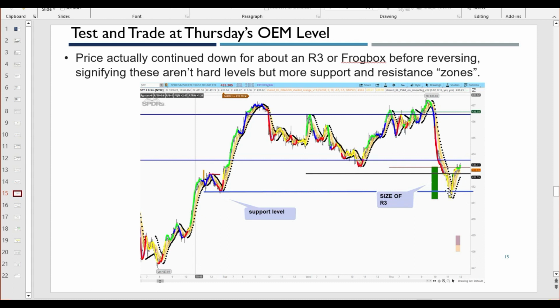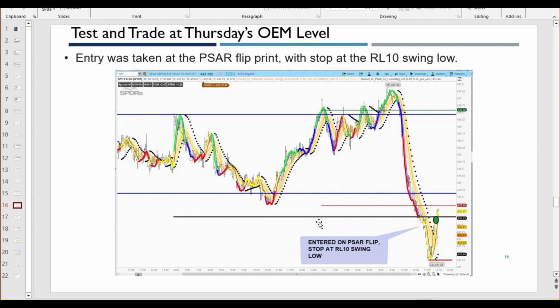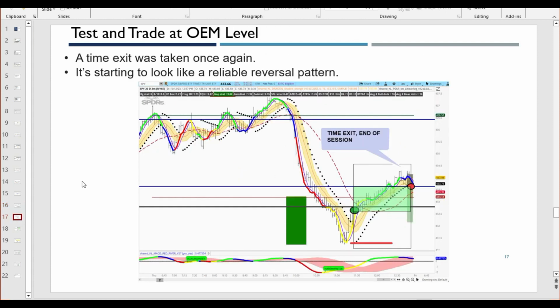So we see here, after that bounce and hitting another support level from a couple days ago, it did reverse, and that was another easy kind of SSC type trade. We see the bounce down, and then it did reverse here, and when the PSAR flipped, we just got in the normal way with a stop at the RL10 swing low. In this example, we just took a nice little piece here, where this is again a time exit. It was heading towards the end of the session, so we just exited.